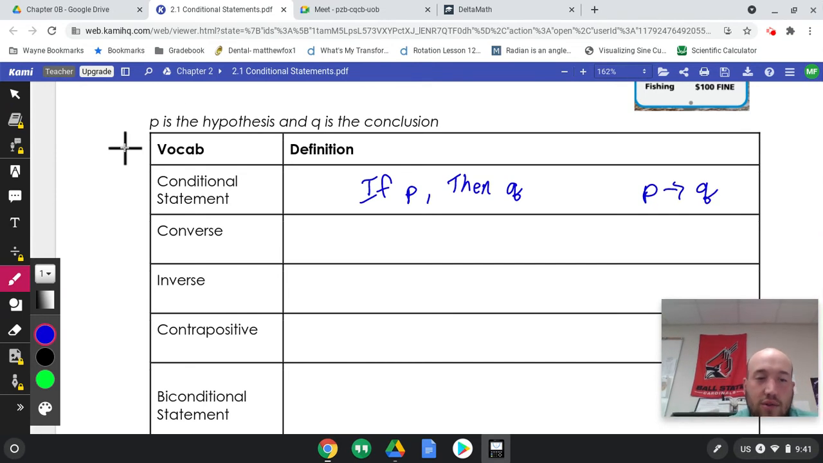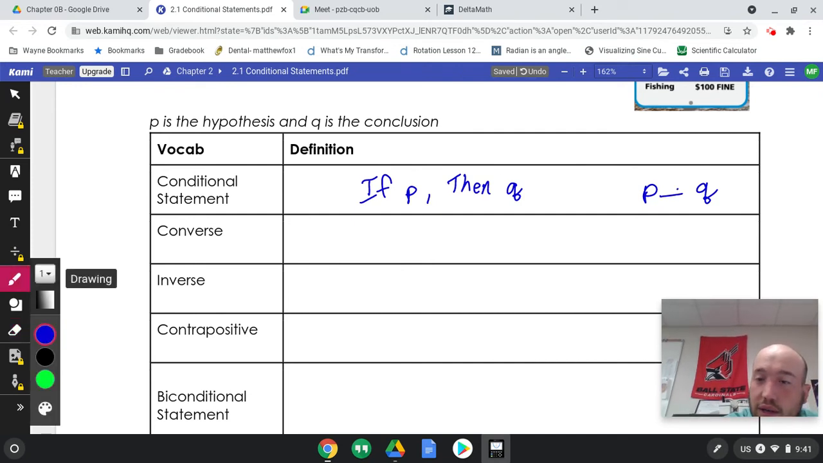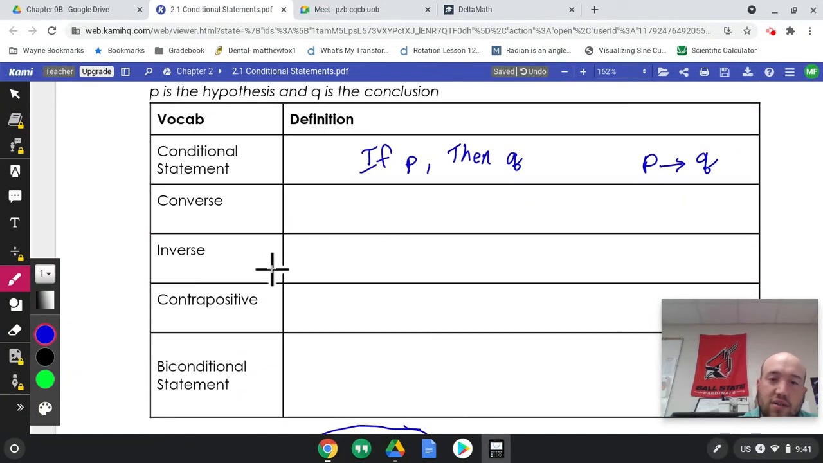We're going to get our symbols here. That's supposed to be an arrow in the middle. So this is another way to write this: P implies Q. Now our converse, as we said, is when we flip them. So the hypothesis and conclusion switch places. The if and then stay where they are. So it's if Q, then P.